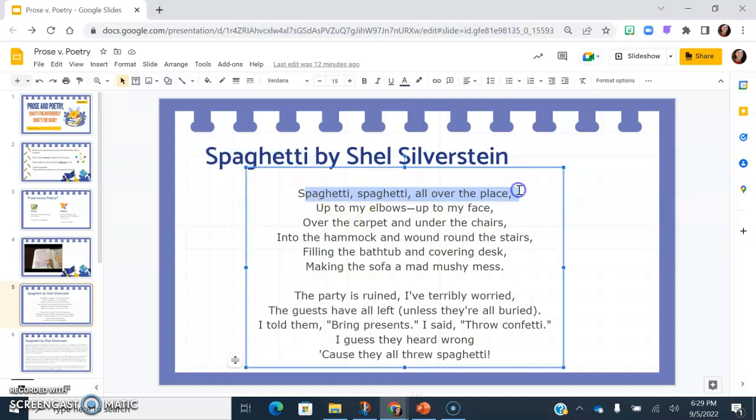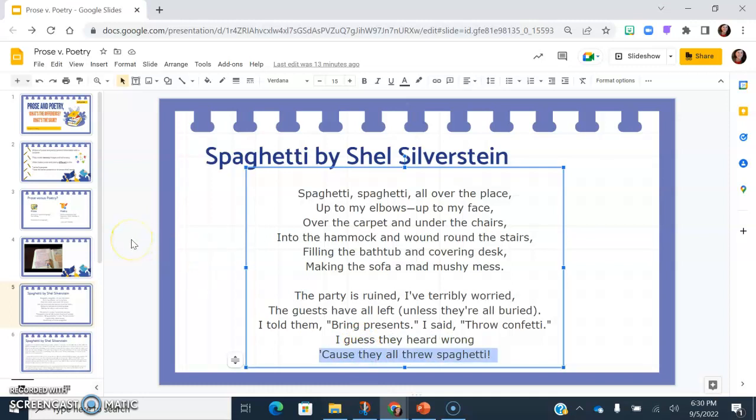Spaghetti, oh spaghetti, all over the place. Up to my elbows, up to my face. Over the carpet and under the chairs, into the hammock and wound round the stairs, filling the bathtub and covering desk, making the sofa a mad, mushy mess. The party is ruined, I'm terribly worried. The guests have all left, unless they're all buried. I told them, bring presents. I said, throw confetti. I guess they heard wrong, 'cause they all threw spaghetti.